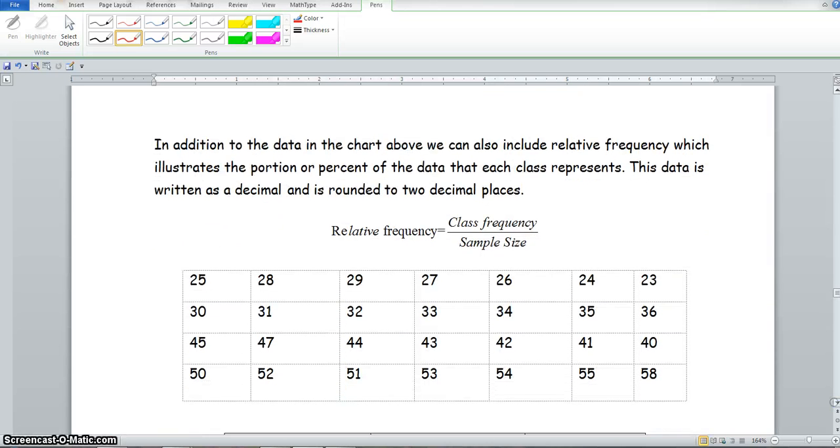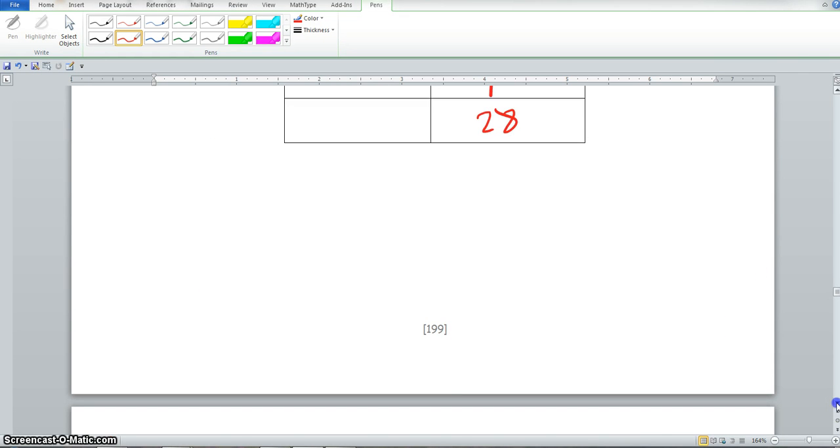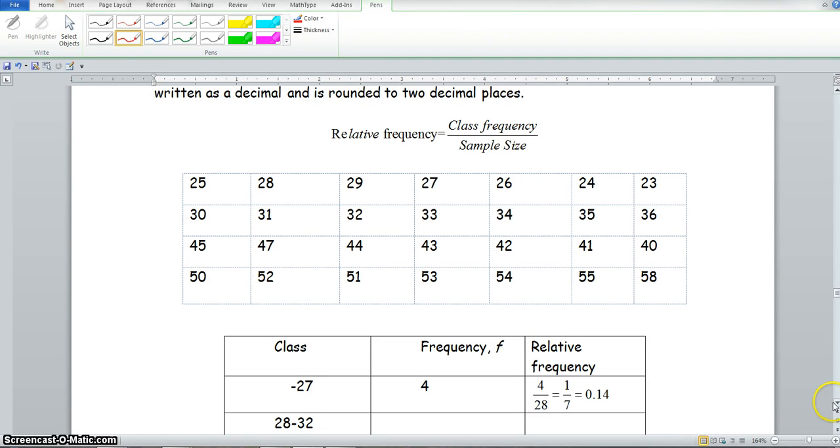Now, in addition to the data in the chart above, we can also include relative frequency, which illustrates the portion, or percent, of the data that each class represents. This data is written as a decimal and it's rounded to 2 decimal places. So now, we would take our class frequency divided by the sample size.